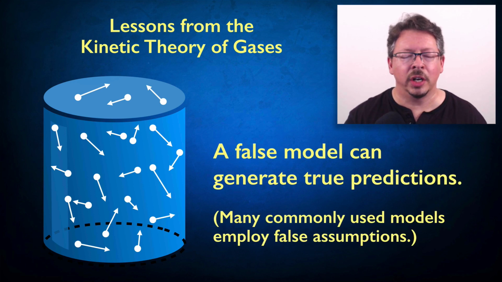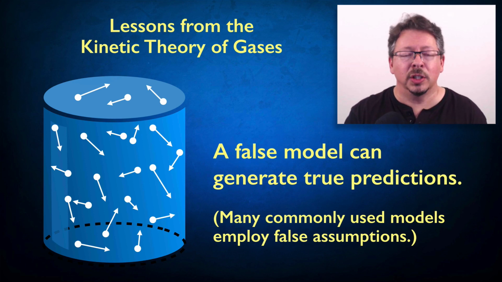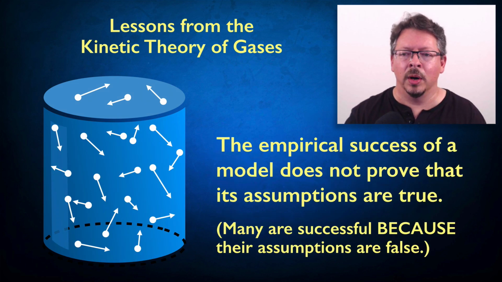1. A false model can generate true predictions. We've already made this point, but here I want to highlight that many of the models that scientists use today successfully to solve problems and explain and predict observations employ assumptions that everyone recognizes are strictly false. A corollary to this is that the empirical success of a model, its predictive and explanatory success, does not prove that its assumptions are true. On the contrary, many successful models in science are successful precisely because the assumptions they make are idealizations that we know are false. But the idealization captures something important, something relevant to the actual phenomena, and thereby makes it possible to extract the information that is relevant for drawing reliable inferences about the phenomena.